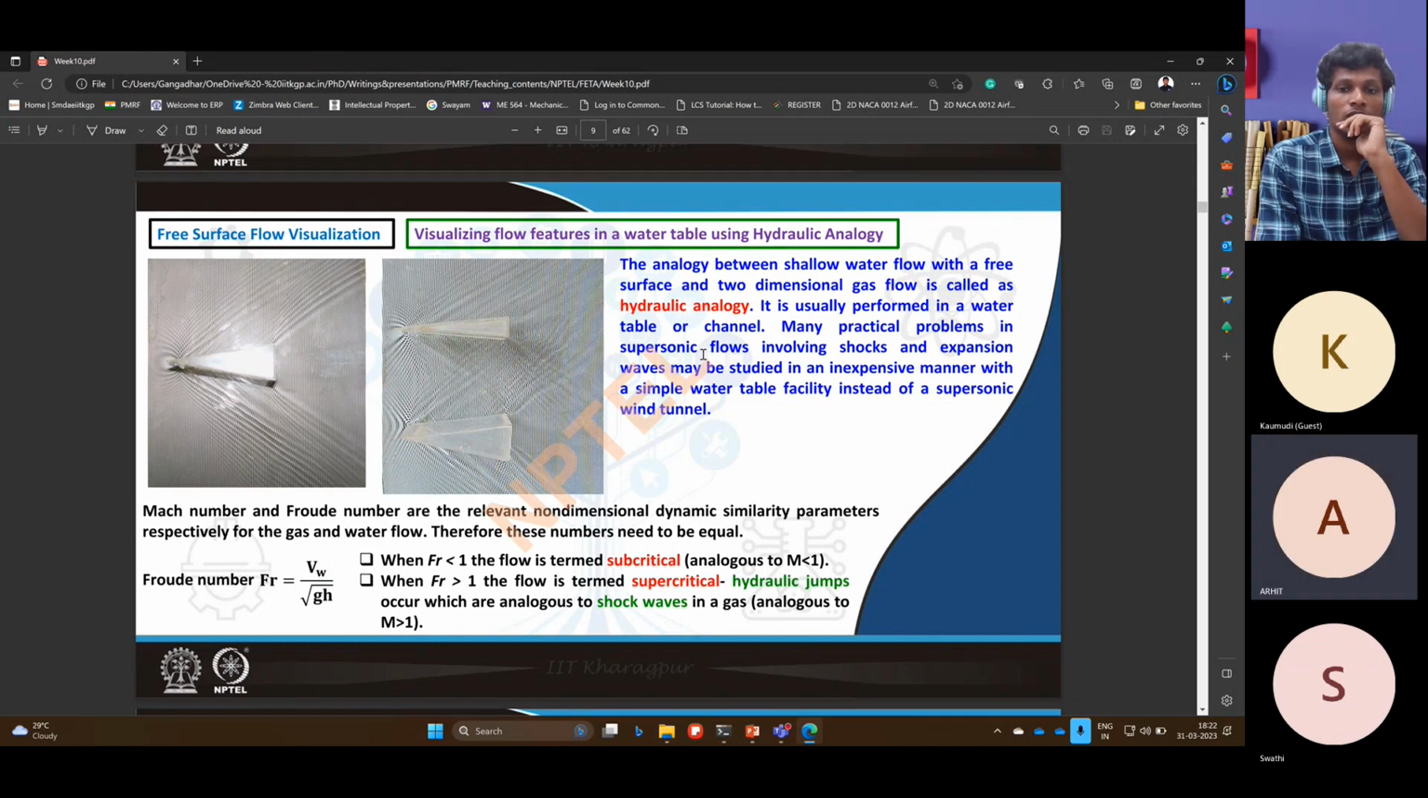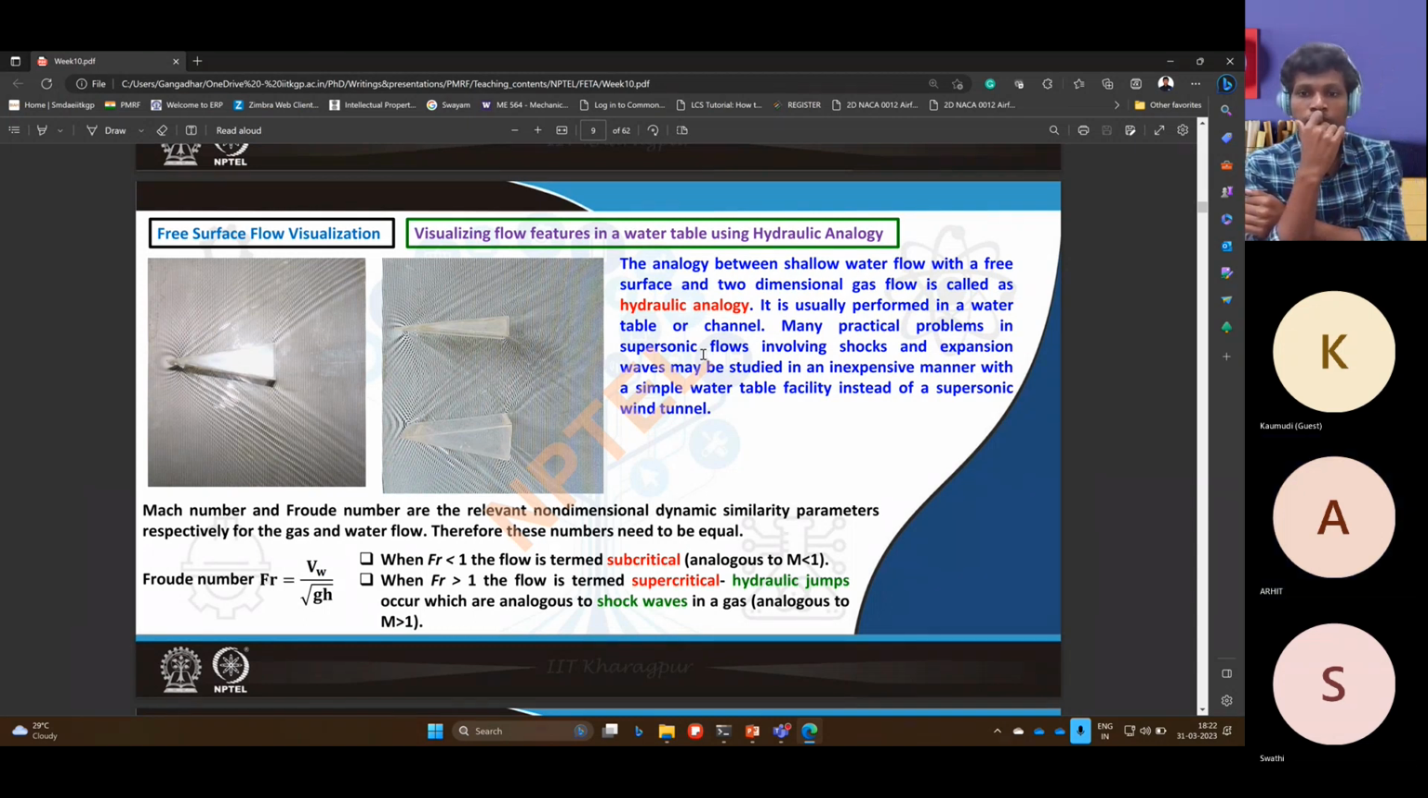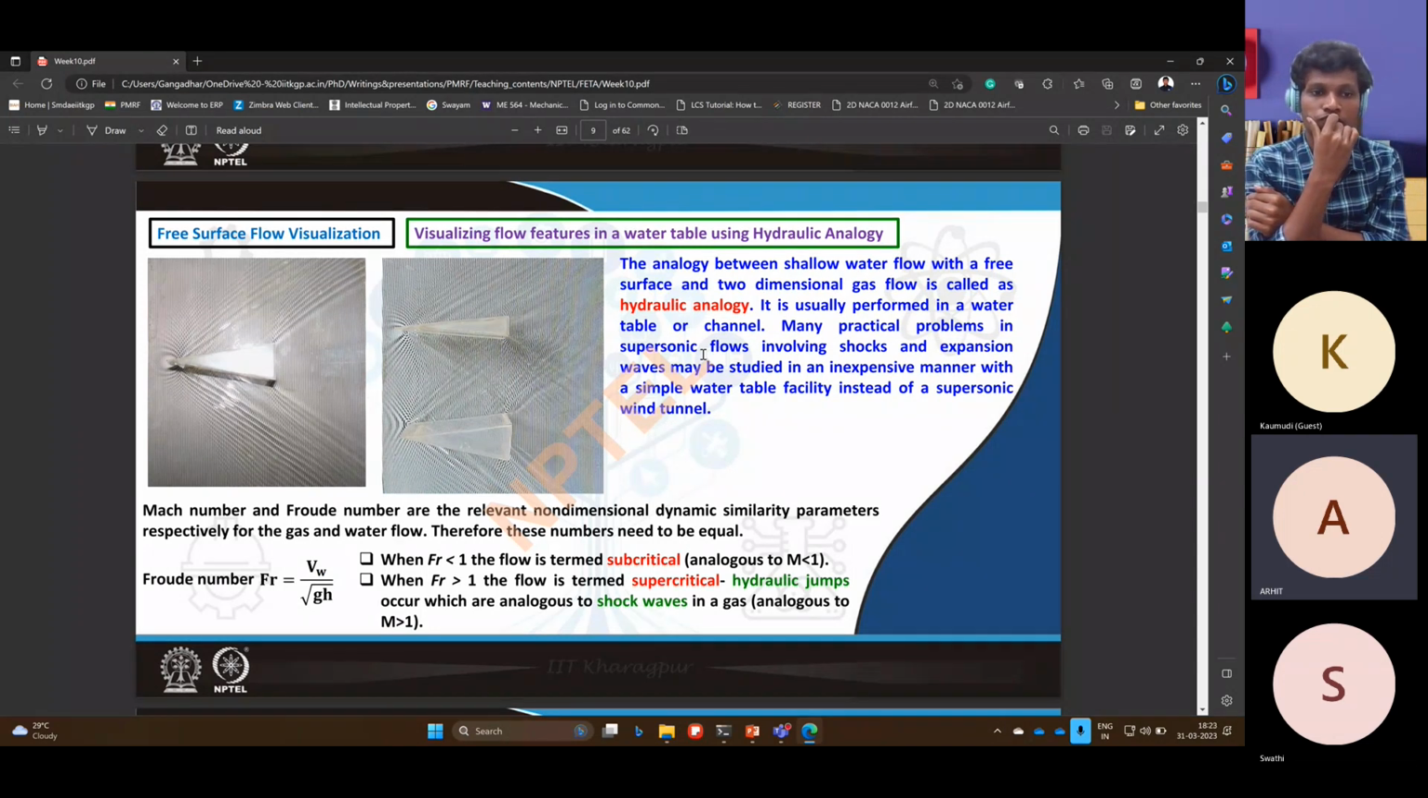Sir, in this case, how is the flow generated? Very shallow water is passed through that object to determine all these shocks and expansion fans. How is the water flow generated, sir, and secondly, whether the flow of water is streamlined or turbulent? I think, sir, it is streamlined in this case.